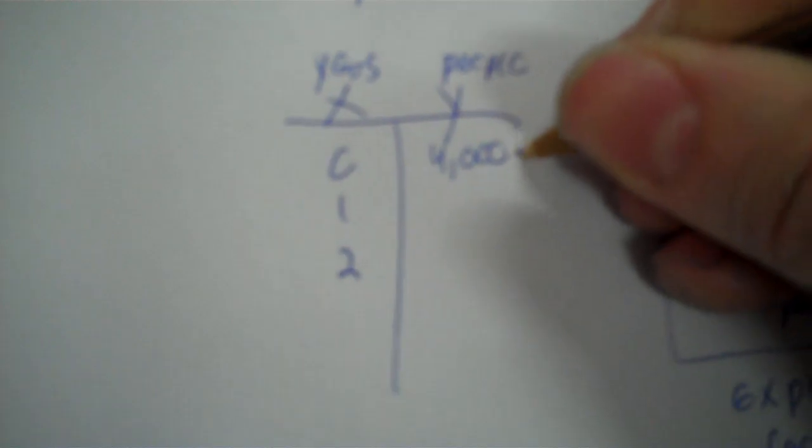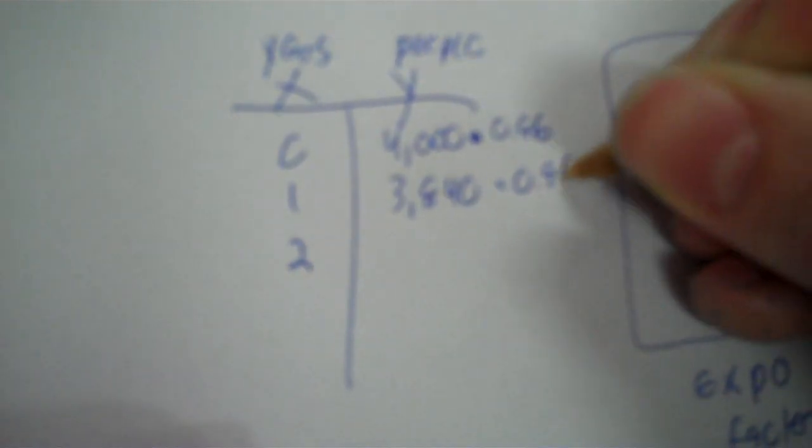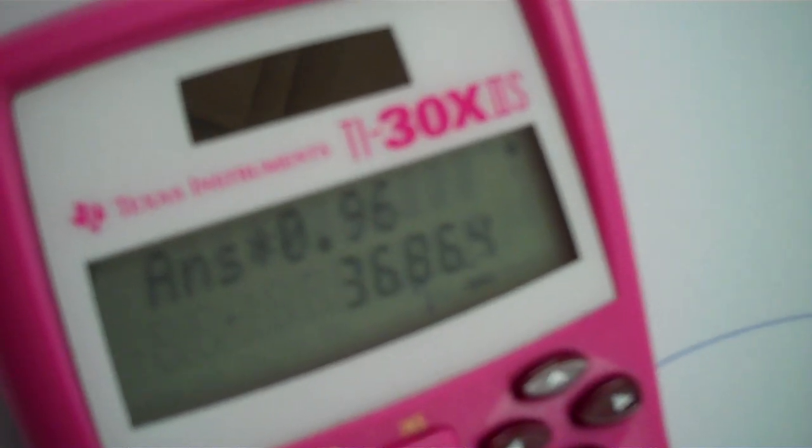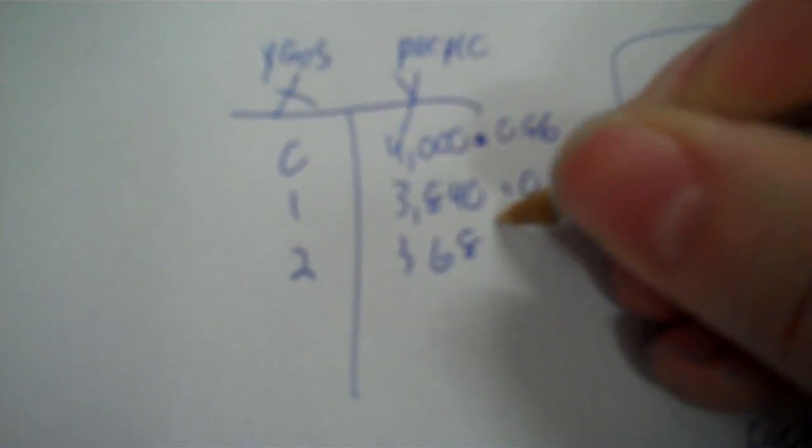So X is years, Y is people. So 0, 1, 2. Now we started this at 4,000 people. Then we multiply by our factor, 0.96. Since I'm multiplying by something less than 1, it's going to go down: 3,840, my bad. Times 0.96 is 3,686.4, so 3,686. And that's good enough.